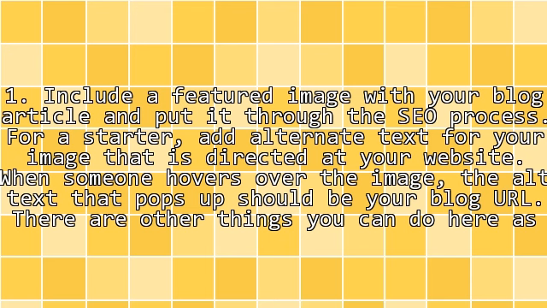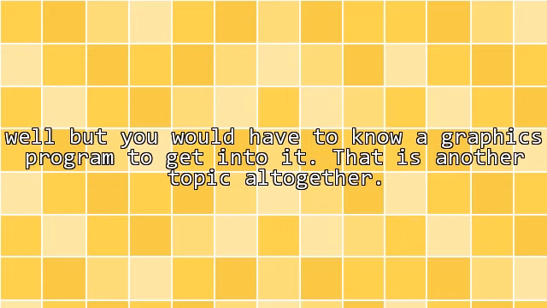1. Include a featured image with your blog article and put it through the SEO process. For a starter, add alternate text for your image that is directed at your website. When someone hovers over the image, the alt text that pops up should be your blog URL. There are other things you can do here as well, but you would have to know a graphics program to get into it. That is another topic altogether.